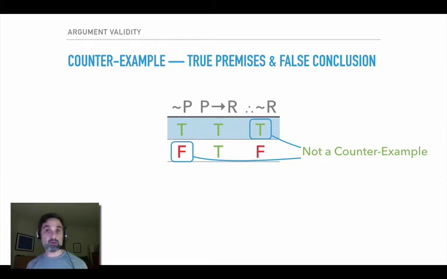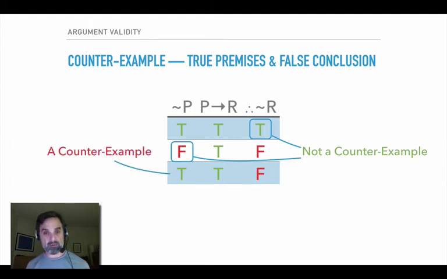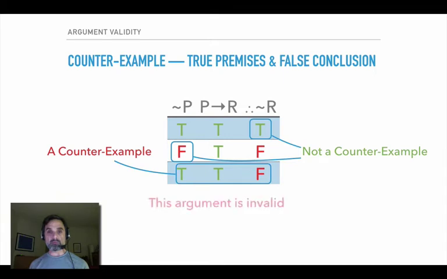Okay, let's consider another row. So we have a true premise and a false conclusion. Do you think this is a counterexample row? Well, for a counterexample row, you need a false conclusion, and we have a false conclusion. And you need true premises, and we do have true premises. And that's all you need, so this is a counterexample row. So that's what a counterexample row looks like. True premises, false conclusion. So this argument, in fact, is invalid.